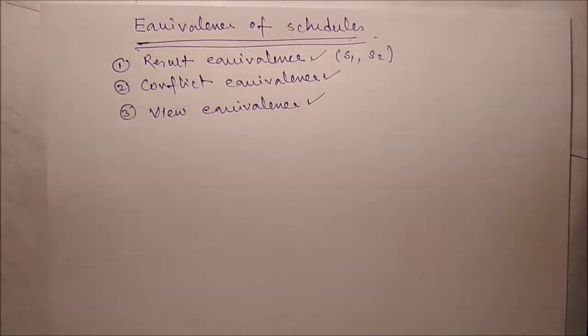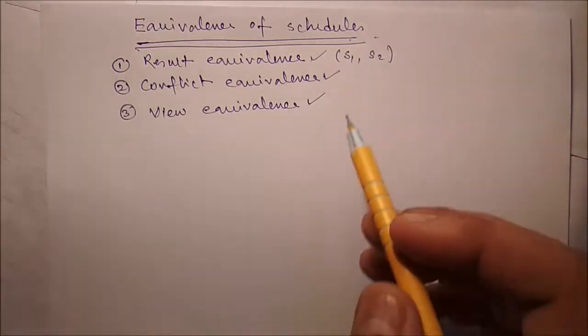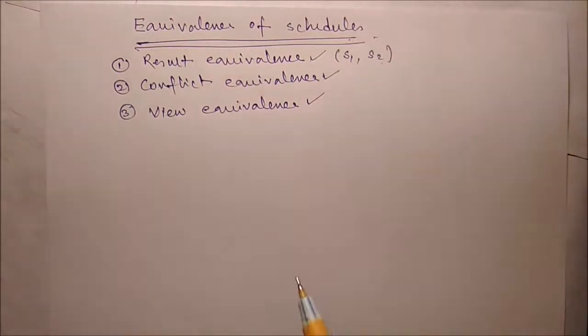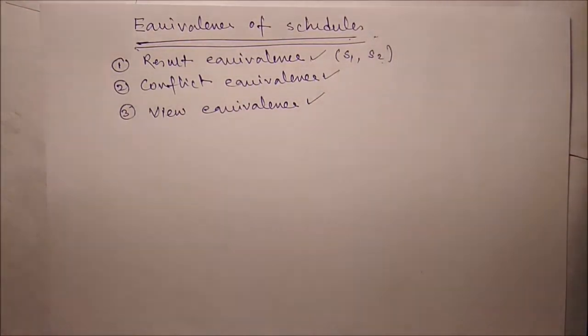If the set of transactions present in both schedules S1 and S2 is the same, and the order of the pairs of conflicting operations of both schedules S1 and S2 is the same, then both the schedules are called conflict equivalent schedules. And next, what are view equivalent schedules?